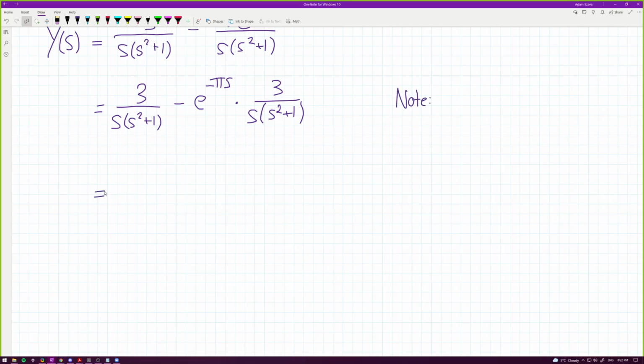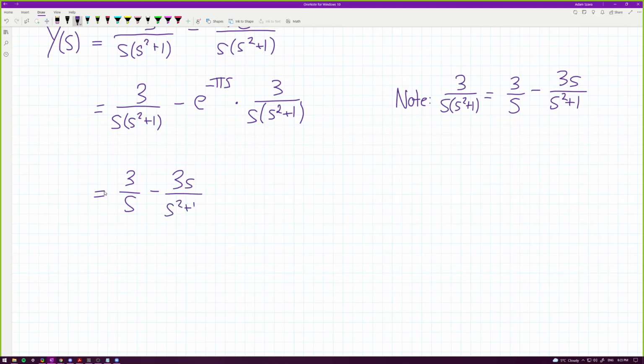So I'm just going to note here that 3 over s squared plus 1 is equal to 3 over s minus 3s over s squared plus 1. Whoops, that's not an s. 3 over s minus 3s over s squared plus 1. And then minus e to the negative pi s times that same thing. That's why I left them both as 3 over s squared plus 1, because they both have the same partial fraction, 3s over s squared plus 1.